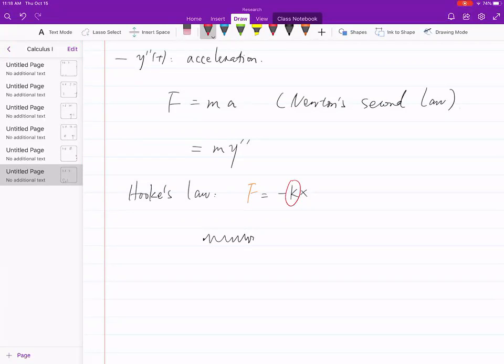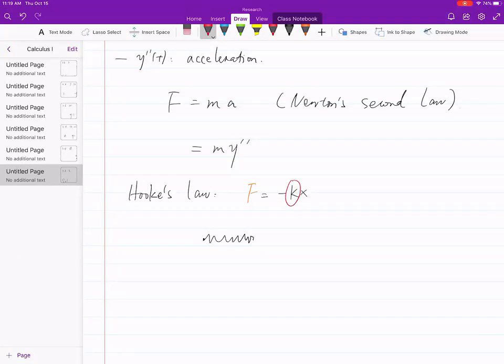Sounds good? Finally, why negative? Well, think about it. If you stretch the spring to the right, which direction is the force going? To the left, because it's trying to resist where you're going. If you compress the spring to the left, what's the direction of the force? It's going to actually push to the right. So that's why we have a negative sign here.